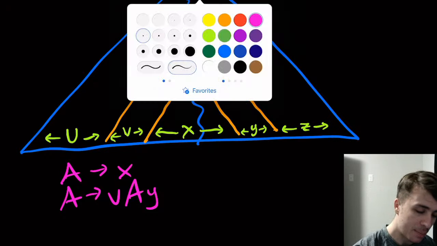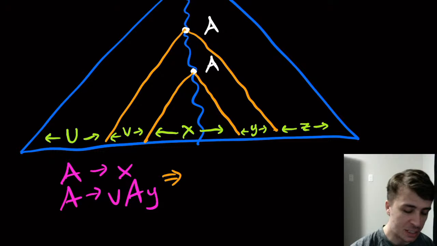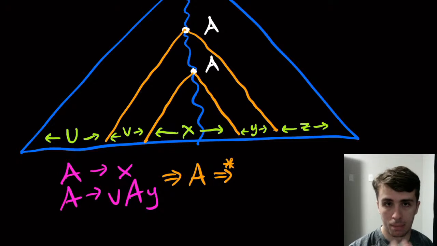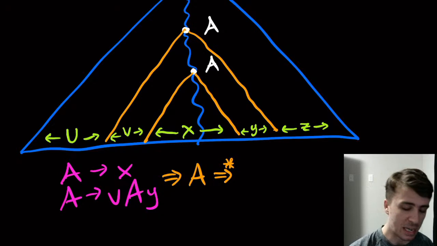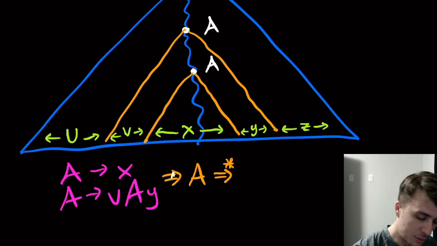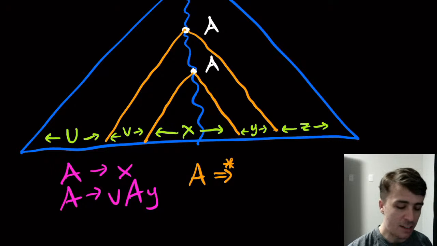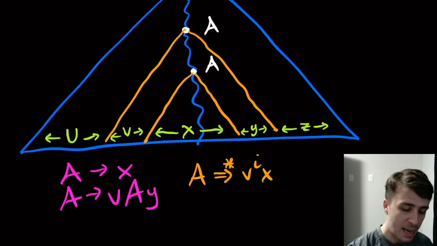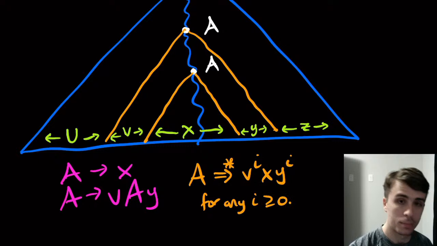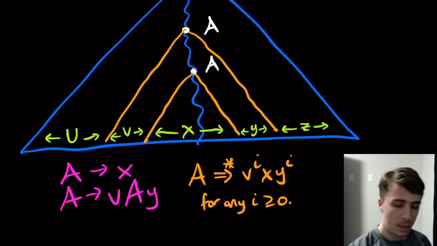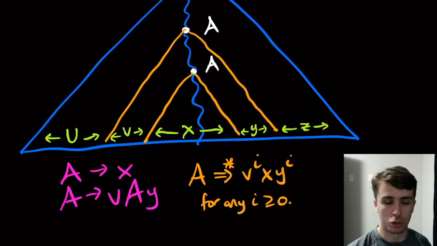And what you can see is that once the dust settles, you can have A eventually making V to the i, X, Y to the i, for any i at least 0. So for any choice of i that you want, you can repeat the V and the Y part as many times as you like, and finally finish off with the X. So we have the V and the Y part in equal numbers, so to speak.